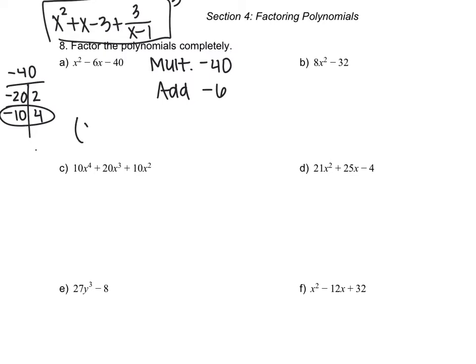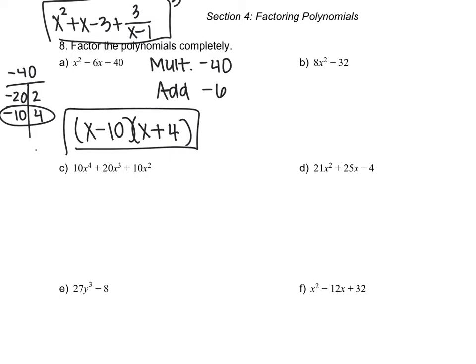So in my parentheses, we're going to have x minus 10 and x plus 4. And again, you could have written your parentheses the opposite way, where it was x plus 4 and then x minus 10.